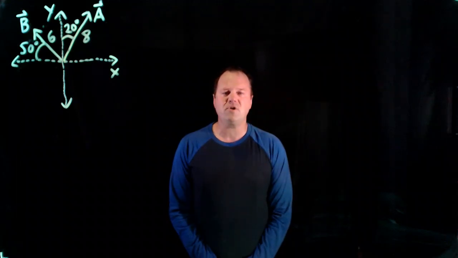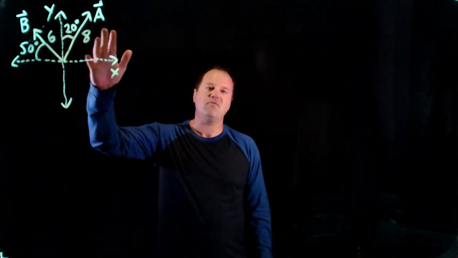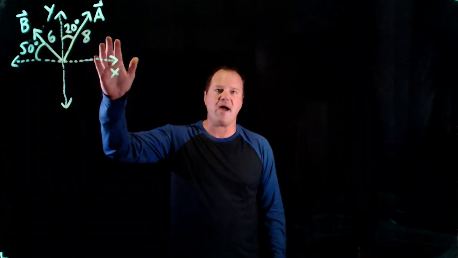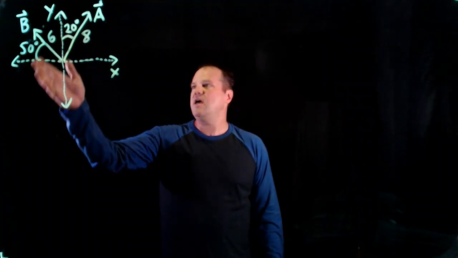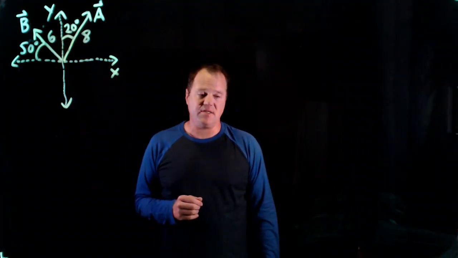Hi, I'm going to show you a technique for adding vectors. So let's say I have this vector A, which has a length of 8 and is 20 degrees clockwise from the positive y-axis. And let's say that I have vector B, which has a length of 6 and is 50 degrees clockwise from the negative x-axis.